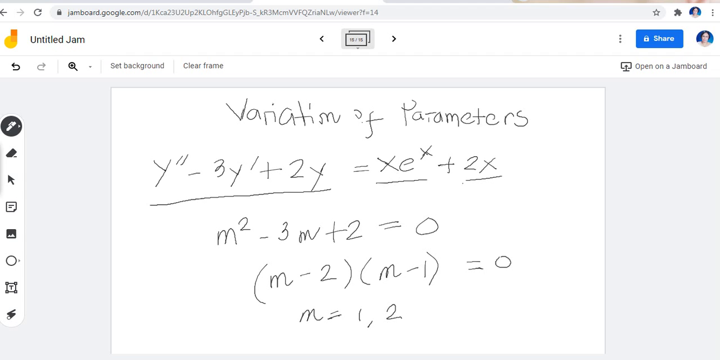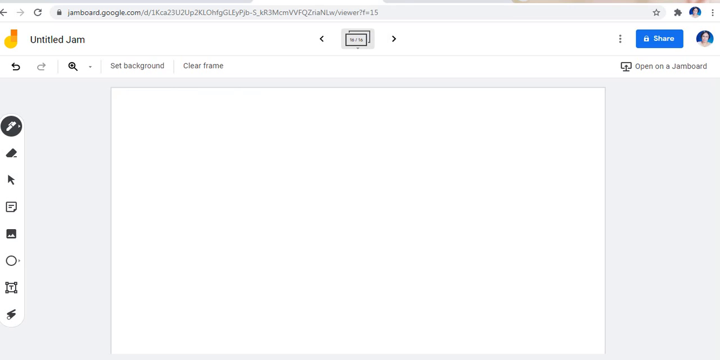in the form of 1 and 2. So with these roots 1 and 2, we can right away write the form of its complementary solution. So we will have it as yc equal to c1 e raised to x plus c2 e raised to 2x. Okay, so this is our complementary solution.